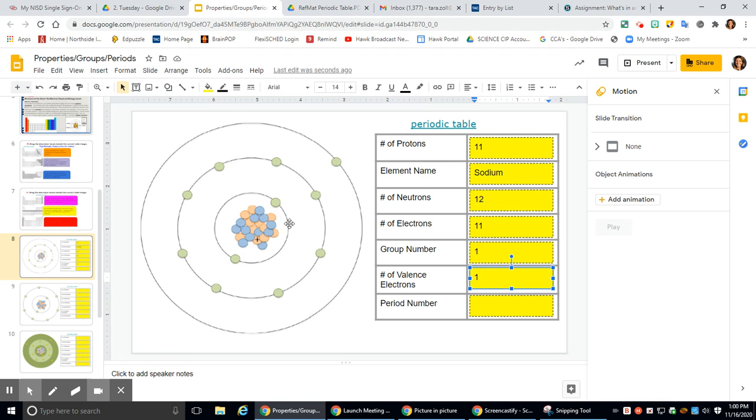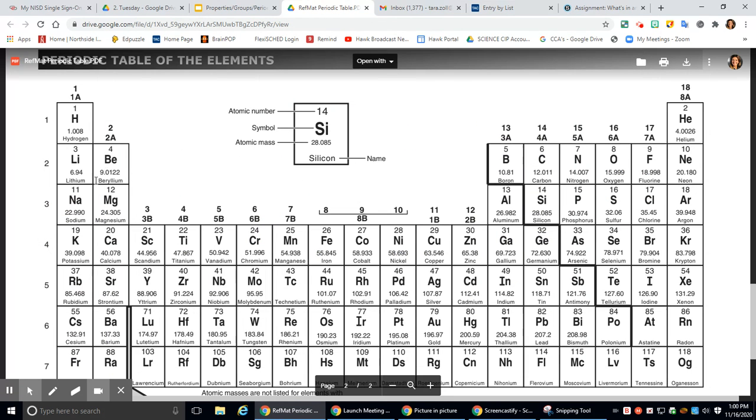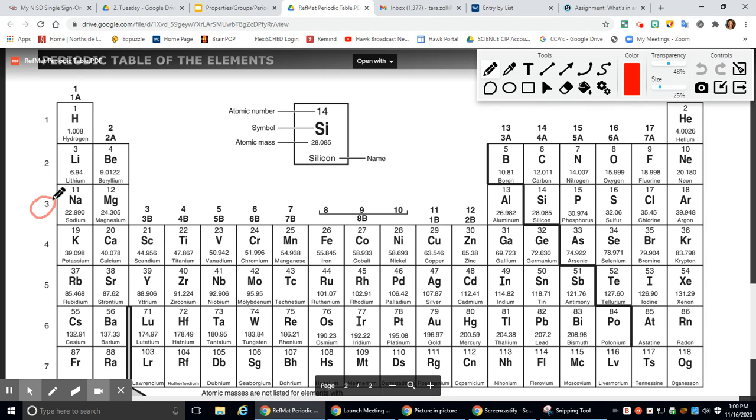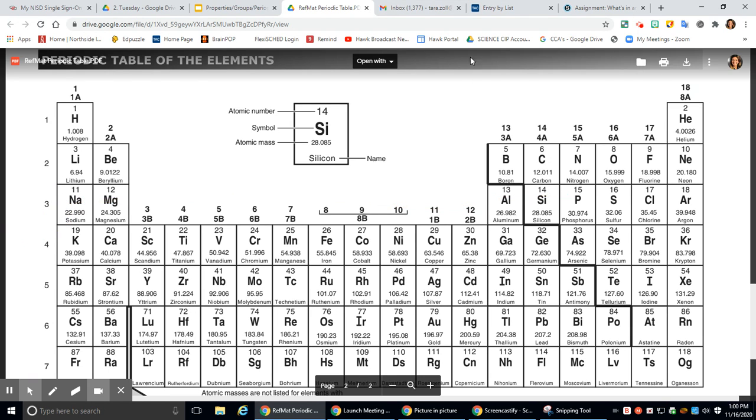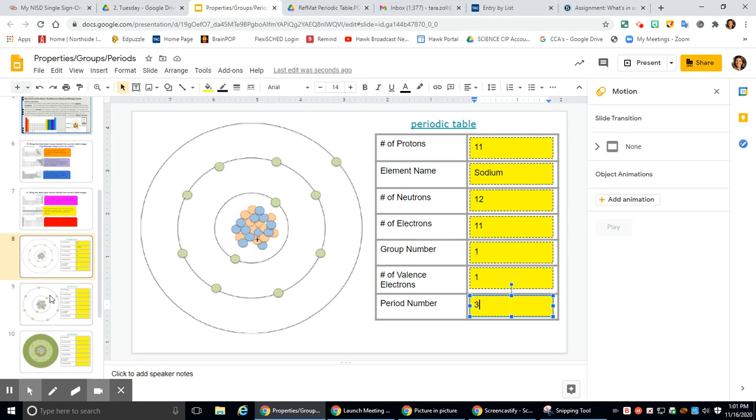For my period, I would count how many energy levels I have. 1, 2, 3. So I should be in period 3. So let's check that by going to the periodic table, and here's sodium in period 3. So all these elements would have 1, 2, 3 energy levels around its nucleus.